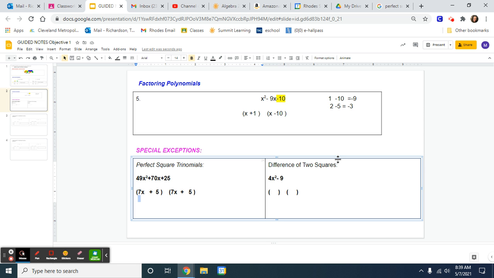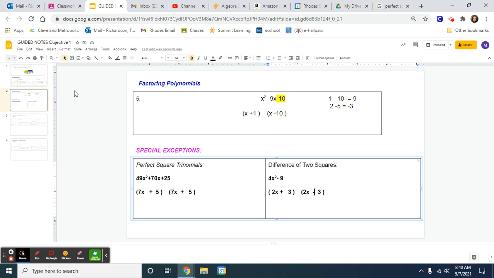The other special exception is called difference of 2 squares. Again, I will tell you when you're doing this, and it's very similar to the perfect square trinomials. You're going to take the square root of your first term, which is 4x squared. If you square root that, that becomes 2x and 2x. Take the square root of your second number. The square root of 9 is 3. The difference with this one is that one of your parentheses has a plus sign and one has a minus sign. So these are your special exceptions.